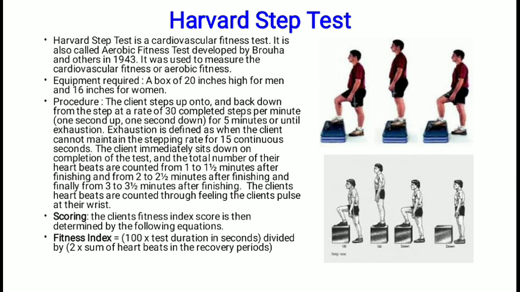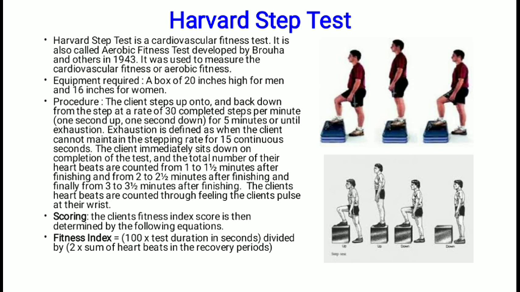So one step means 1 second up and 1 second down, for 5 minutes or until exhaustion. The test runs for 5 minutes, or if the subject gets exhausted, they stop. If they cannot continue for a longer time, maybe only 30 seconds or 15 seconds before getting exhausted, then they will sit down.